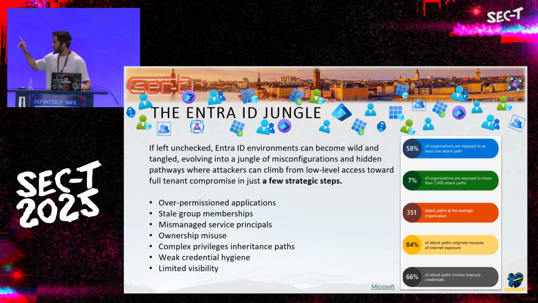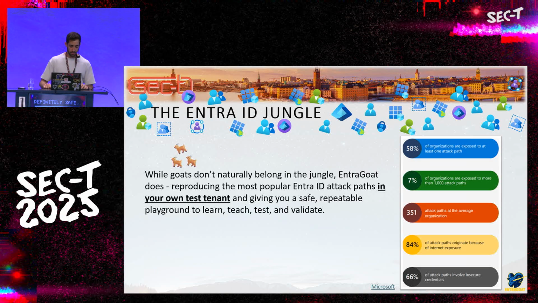Okay? And by the way, we mentioned before the report by Microsoft, and take a look at those numbers. 58% of the organizations are exposed to at least one attack path. 7% of organizations are exposed to more than 1,000 attack paths, and 351 is the average number of attack paths within an organization. Those are a huge number, if you ask me. 351 attack paths is the average? That's crazy.